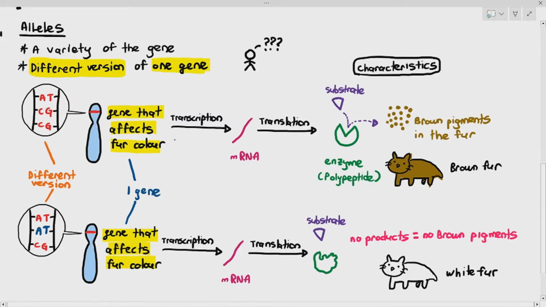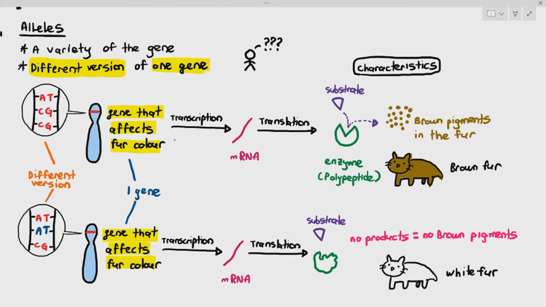So the point I'm trying to make here is that both the gene at the top and the gene at the bottom affect fur color. The only difference is the gene at the top makes the fur color brown and the gene at the bottom will make the fur color white. That's why it's called different versions of one gene. Because the one gene is the gene for fur color, there are two different versions: one that makes it brown and one that makes it white. So that's the meaning of alleles, by the way, that I want you to understand.